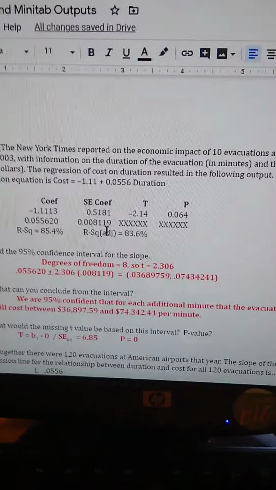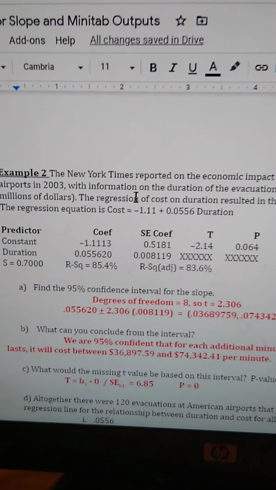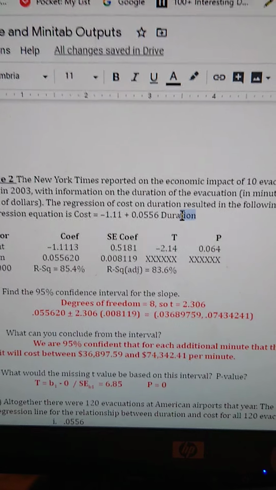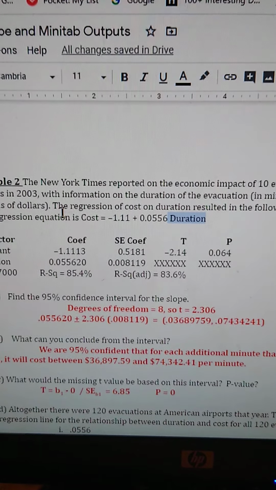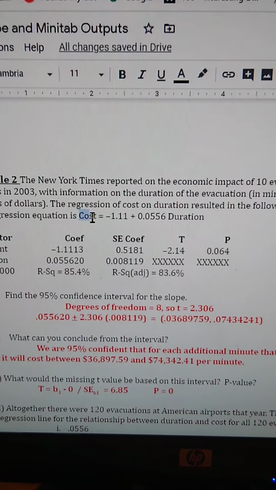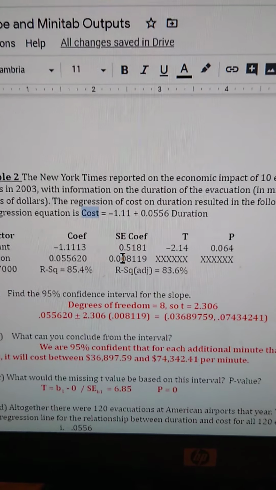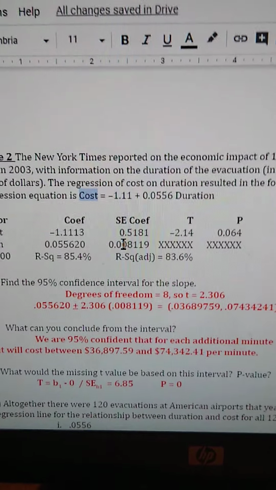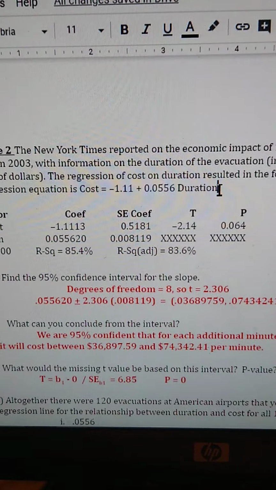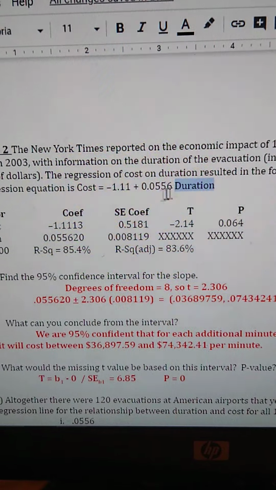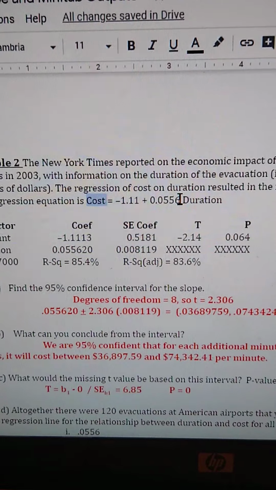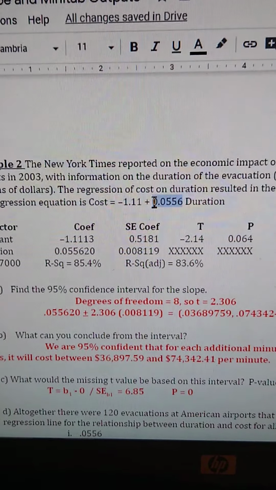Okay, let's do one more example. I see another output here. This is pertaining to evacuations. The duration of the evacuation, how many minutes it lasts, is the x value. How much that costs the airport, the economic impact of an airport being closed and evacuated, is determined by the duration. So the longer it lasts, the more it's going to cost in an economic impact. So the slope is positive, of course.